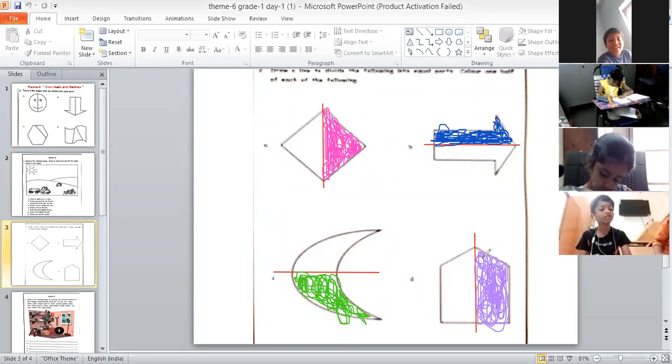Is there anyone who has any doubt in this, how to divide the shape? See, you have to see from where you should draw a line so that you can divide the shape into equal parts. Okay, it should not be unequal. Fine.